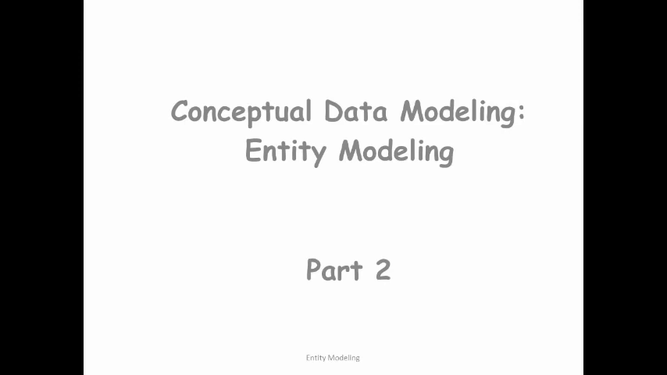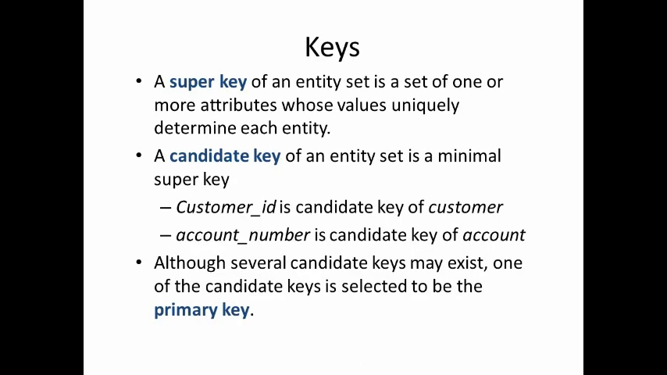Okay, welcome back. We are looking at part number 2 of entity modeling. Now we have some keywords that we need to note here. We have a super key, which we're saying a super key of an entity set is a set of one or more attributes whose value would uniquely determine each entity. So it's more of an attribute that we can use to be in a position to uniquely identify an entity.